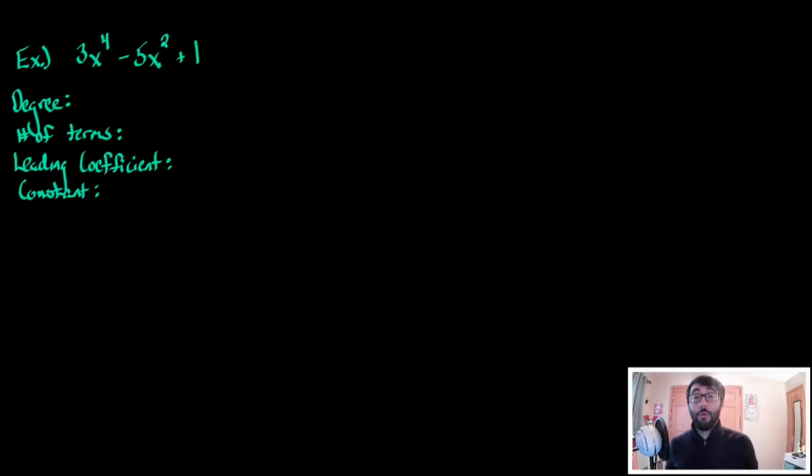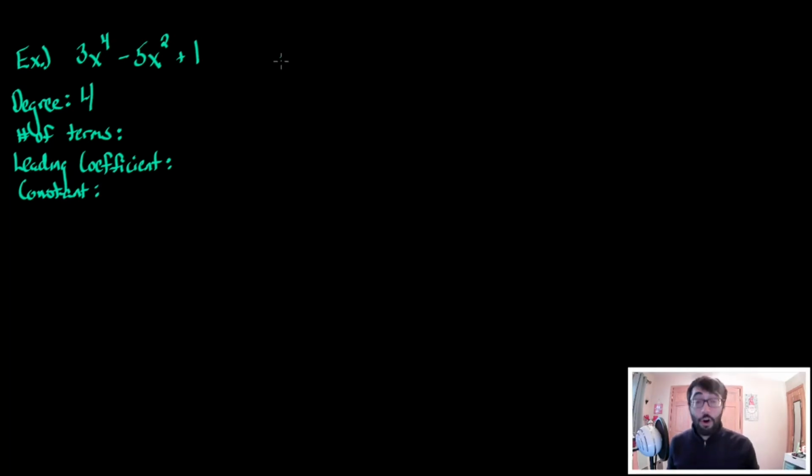Now, the degree of a polynomial is simply the highest exponent on your variable if there is only one variable. So in this particular case, we only have one variable. That variable is x, and the highest exponent is 4, so the degree of the polynomial will be 4.